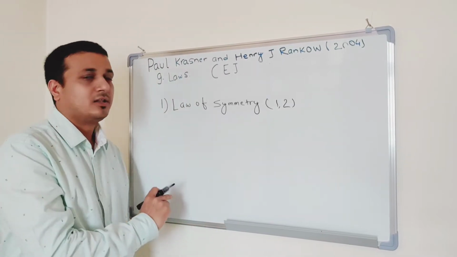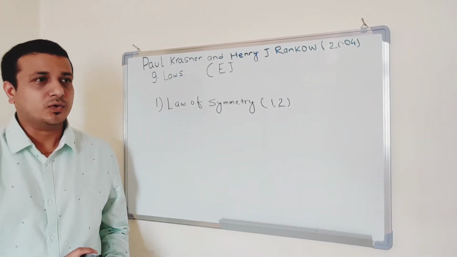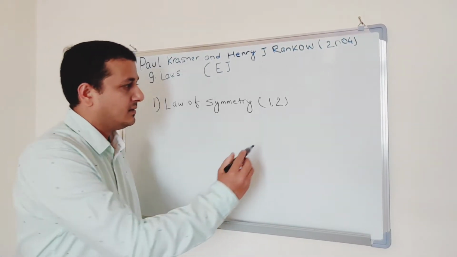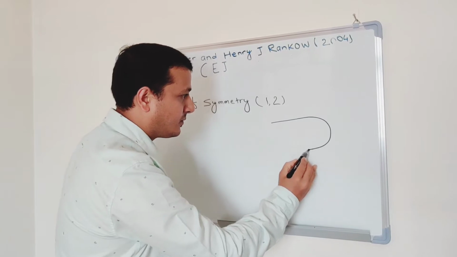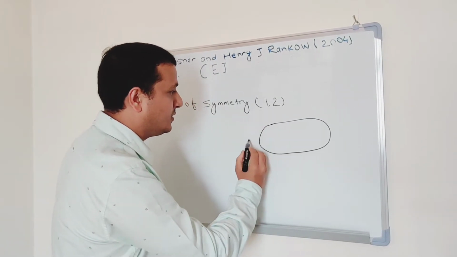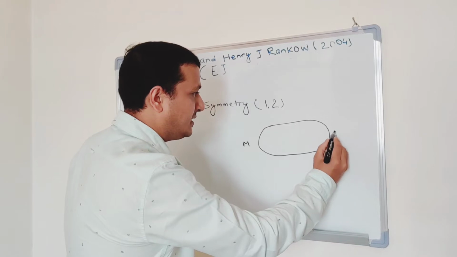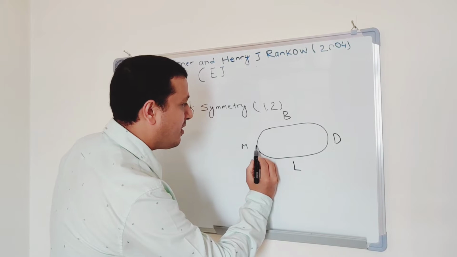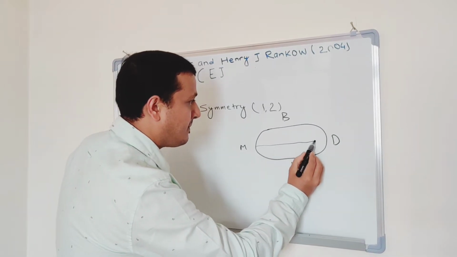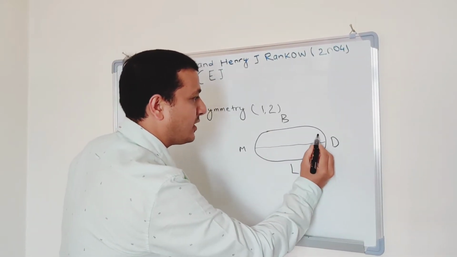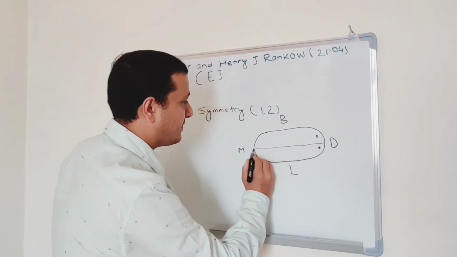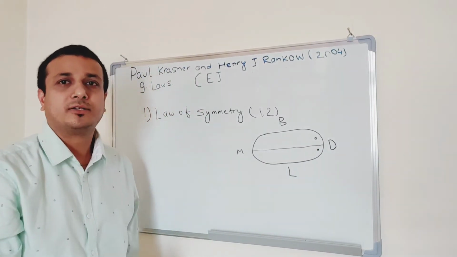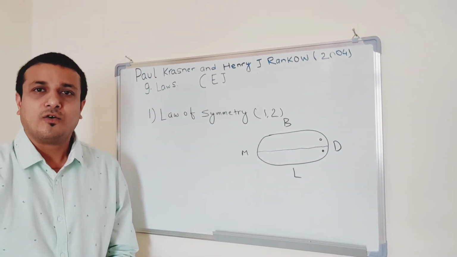The first law is the law of symmetry 1 and 2. So what is law of symmetry 1 and what is law of symmetry 2? Let us assume this is the cross section of the tooth with mesial, distal, buccal and lingual side. When we draw a line mesiodistally, the orifices are located equidistant from the line drawn mesiodistally at the center of the pulp chamber. So this is the law of symmetry 1.